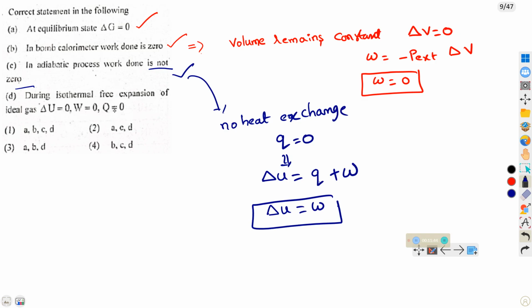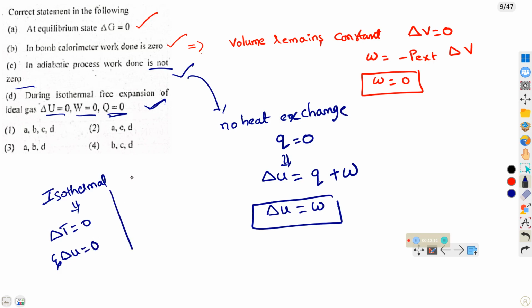So not 0. During isothermal free expansion of an ideal gas, delta U is 0, W is equal to 0, Q is also equal to 0. Correct. Because in an isothermal process, the temperature change is equal to 0 and the internal energy change is also equal to 0.